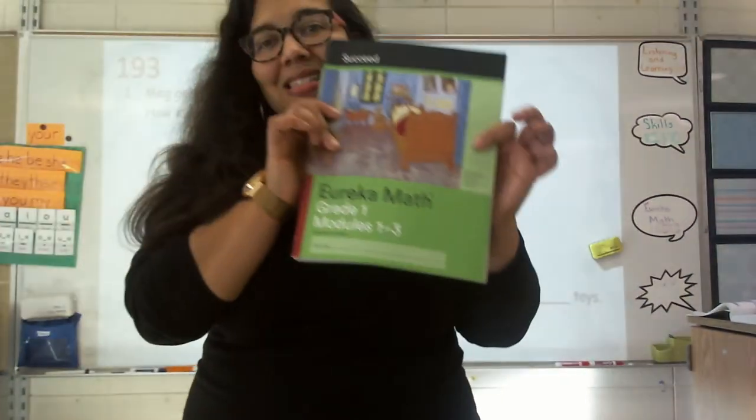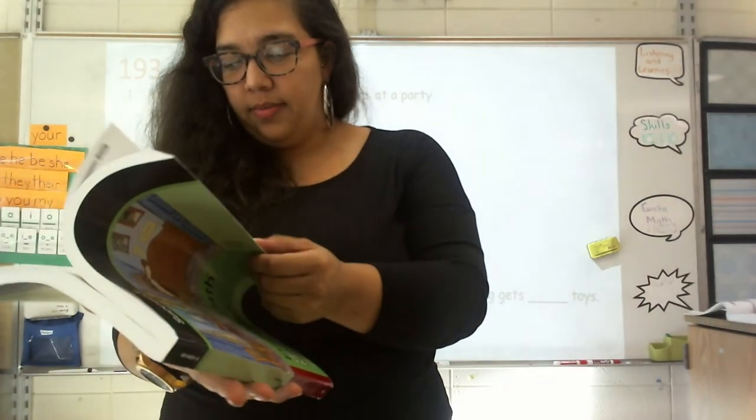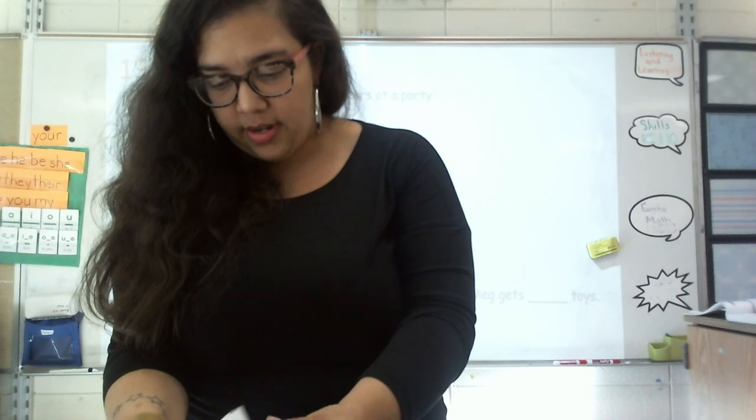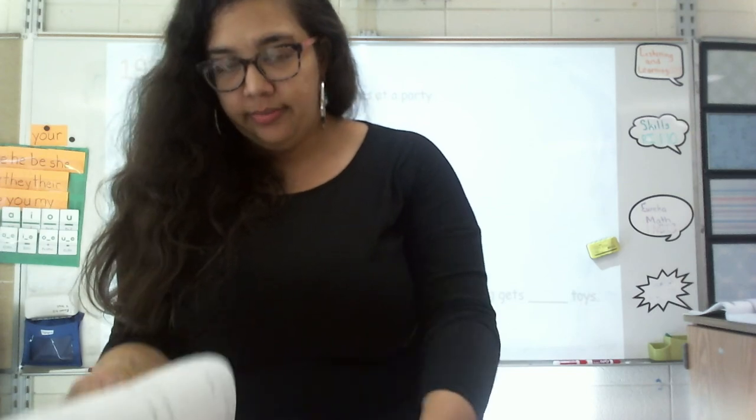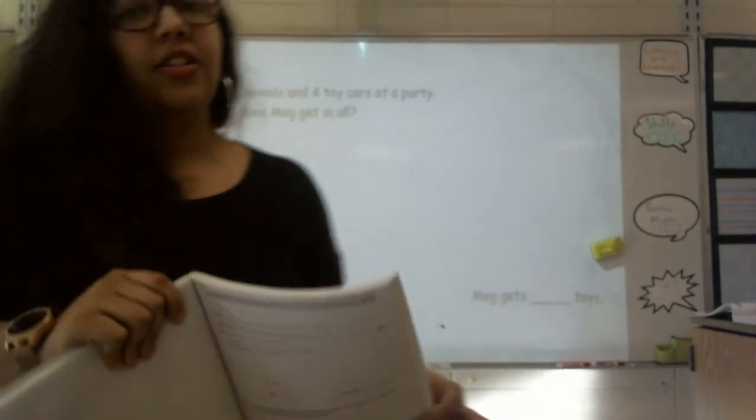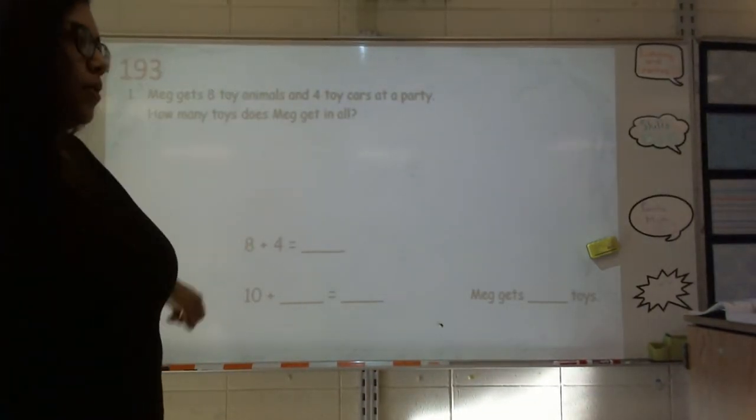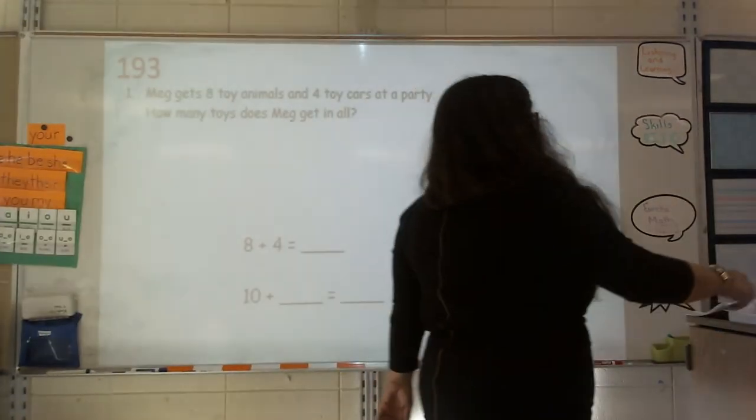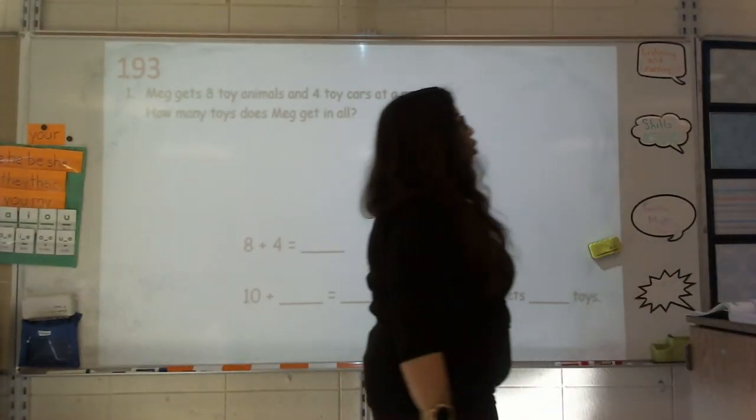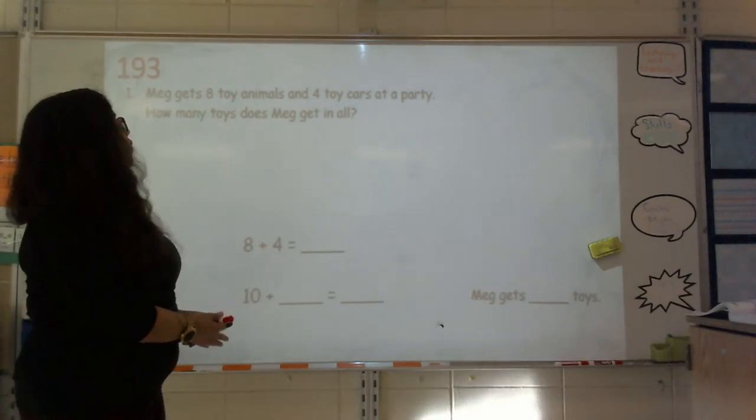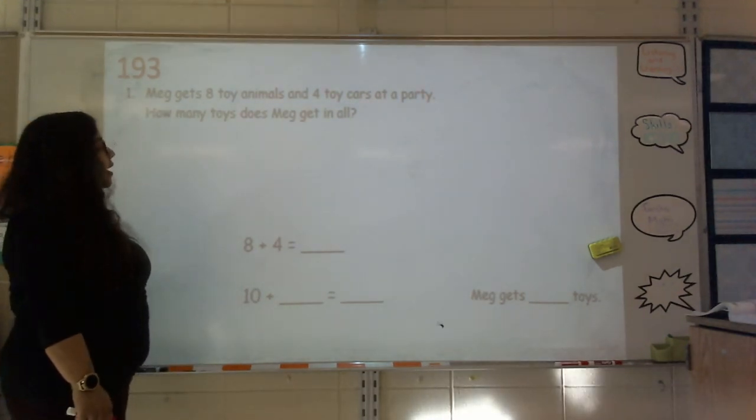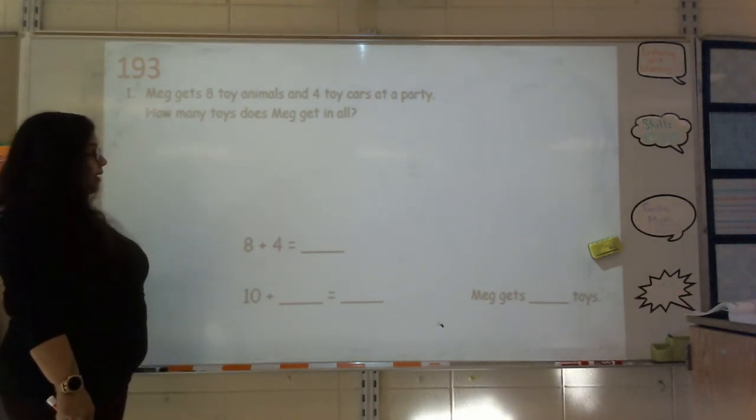in the Succeed book, 193. Because remember, this is module 2. Okay, yeah, 193 matches what I have up there. I literally just put the book up here. It tells us that Meg gets 8 toy animals and 4 toy cars at the party. How many toys does Meg get in all?